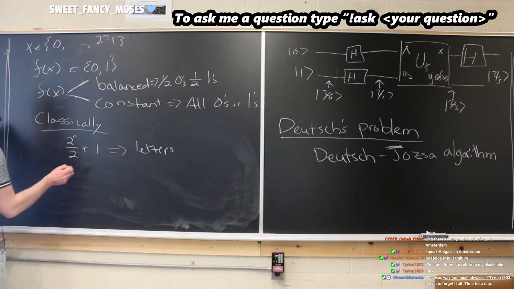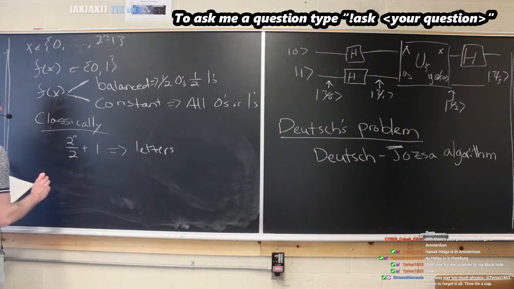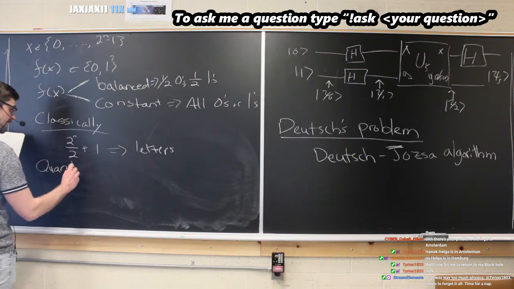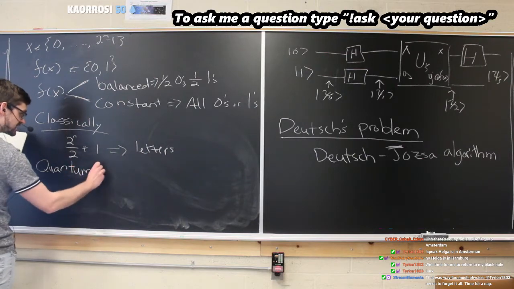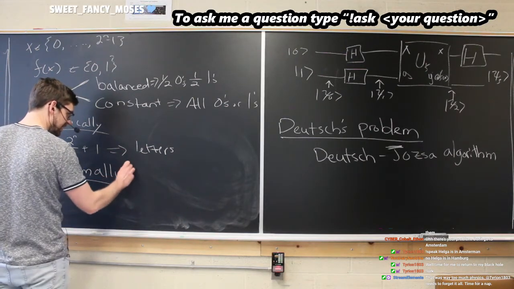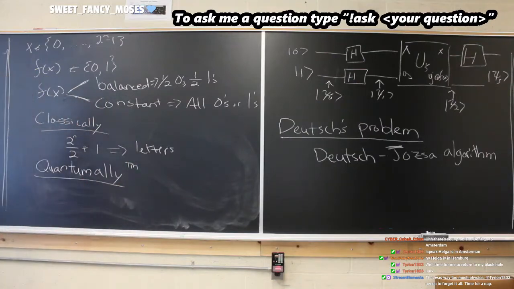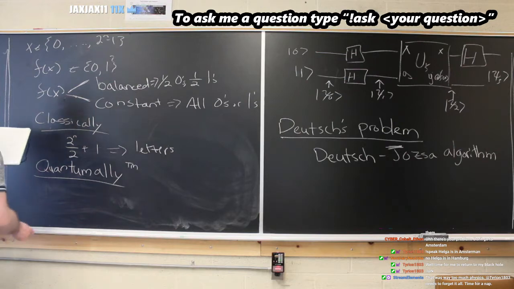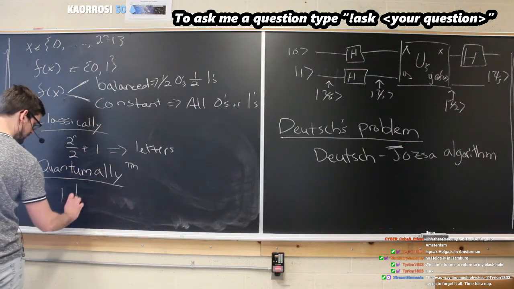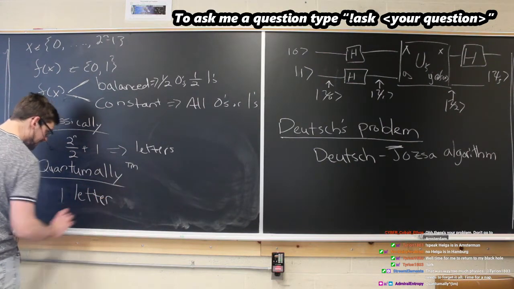So that's a problem. How about quantumly? I'm going to say quantumally. That's a new word I'm making up. That's my word. TM. There we go. Quantumally, Alice can achieve her goal with one letter. One letter. That's a big difference.